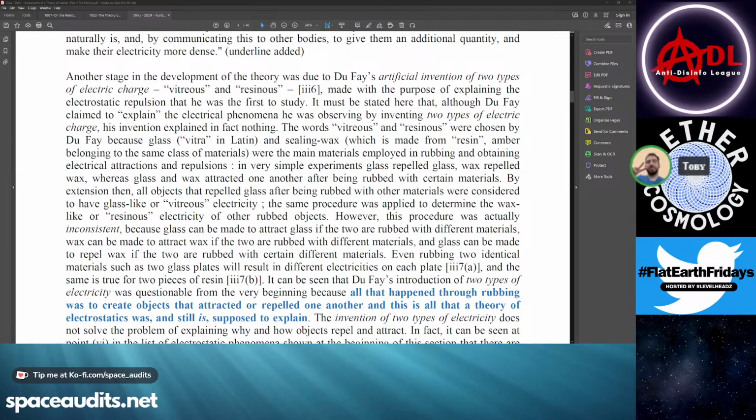The words vitreous and resinous were chosen by Dufay because of glass, vitra in Latin, and sealing wax, which is made from resin. Glass, and amber, belonging to the same class of materials as wax, were the main materials employed in rubbing and obtaining electrical attractions and repulsions. In very simple experiments, glass repelled glass, wax repelled wax, whereas glass and wax attracted one another after being rubbed with certain materials.